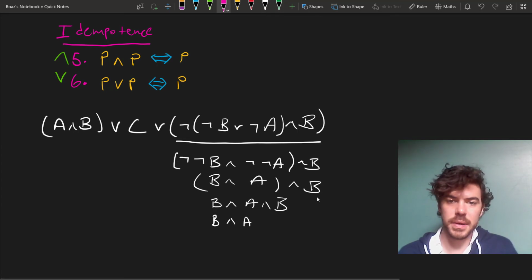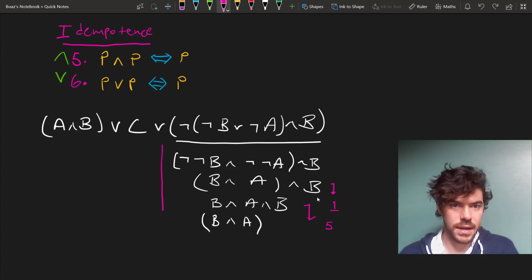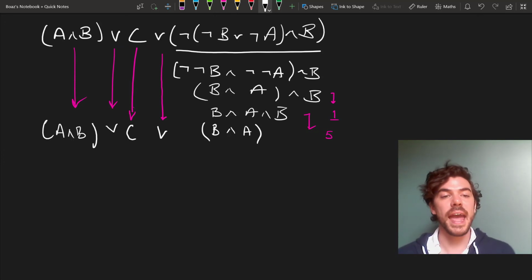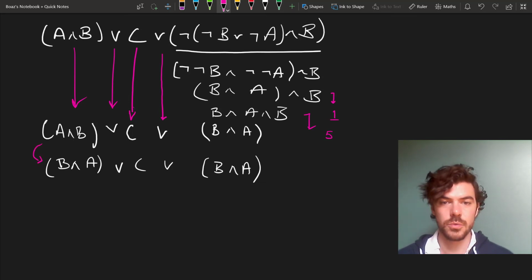I'm going to number these just to make it clearer. We go from B and A and B by commutativity to B and A and B, and then from this line, we go down to B and A by idempotence. So this whole thing simplifies to B and A. Now we can drop the or here straight down. And likewise, we can drop the C straight down. Notice now that we have A and B or C or B and A. By commutativity, A and B is just the same as B and A. So this is our rule 3 that takes us here.